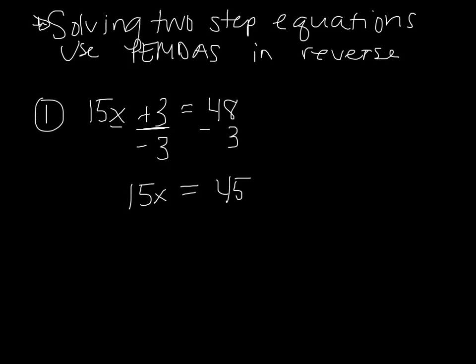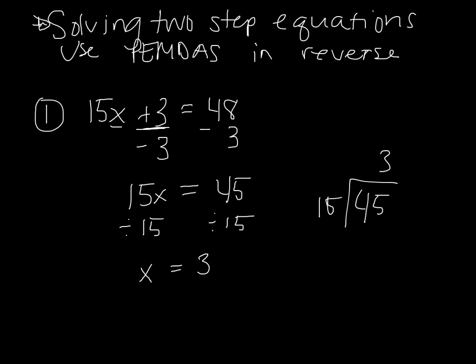Now we solve it as usual. Divide both sides by 15. Okay, and I would get x equals 45 divided by 15, or 3. So x would equal 3 in this case. Can I go back and check? Of course I can. 15 times 3 is 45, plus 3 more is 46, 47, 48. So I get 48 equals 48.